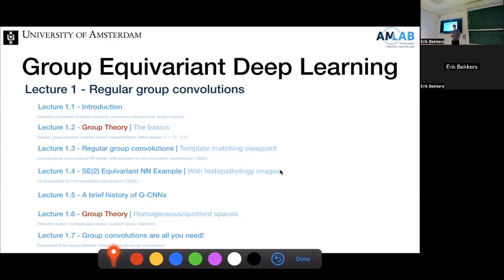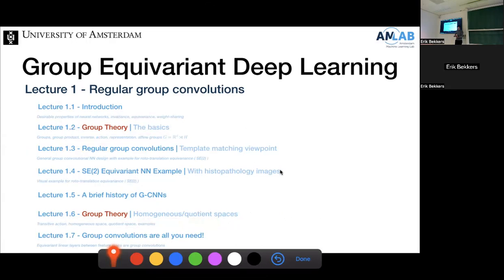So in this module, we have several sections, of which some are more fundamental, or let's say mathematical preliminaries, things that you really need to know to understand things in depth. So today a bit of group theory, maybe the basics of group theory, and if I get to it, a bit more on homogeneous spaces.